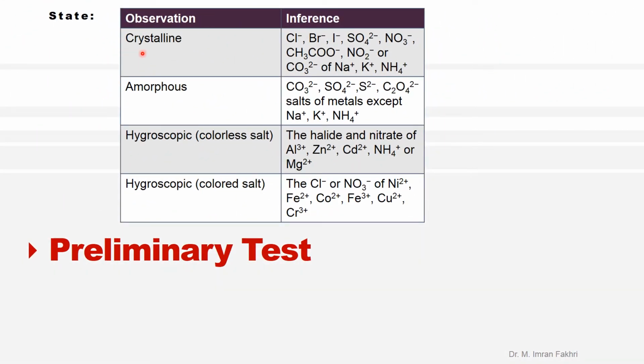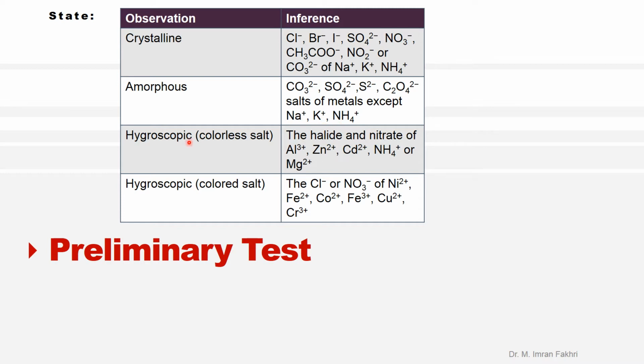State of the salt. If the salt is crystalline, we may have chloride, bromide, iodide, sulfate, nitrate, acetate, or nitrite, or carbonate of sodium ion, potassium ion, and ammonium ion. If the salt is amorphous, we may have carbonate, sulfate, sulfide, oxalate salts of metals except sodium ion, potassium ion, and ammonium ion.